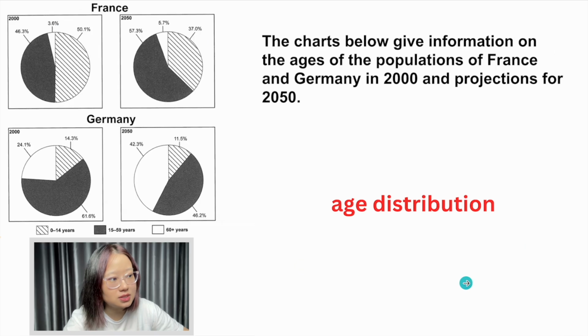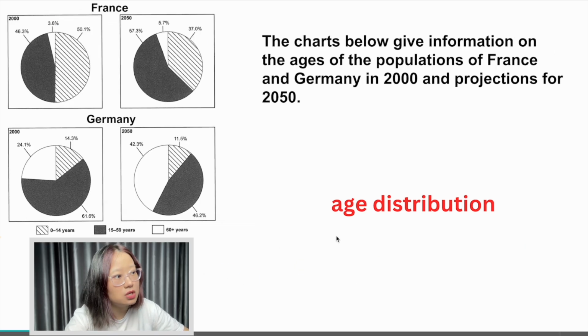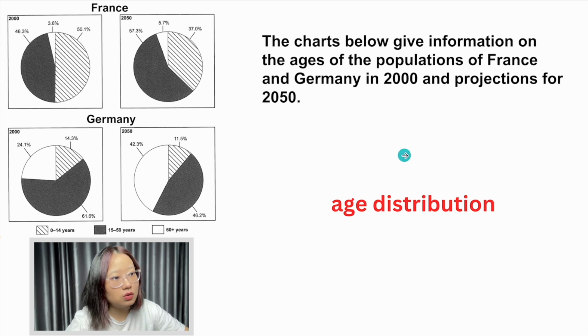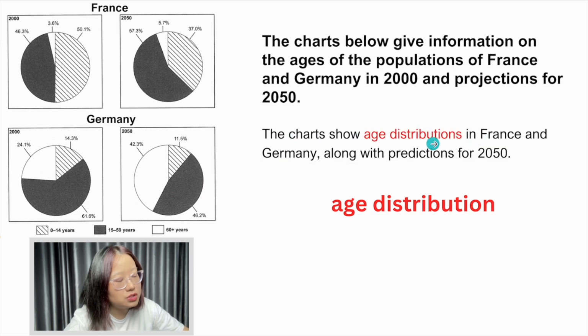Now, let me show you another example of how to use age distribution to paraphrase the chart description. So this chart gives information on the ages of the populations of France and Germany in 2000 and the projections for 2050. These charts also group populations into different age groups, right? So we can also use age distribution to paraphrase the original. The charts show age distributions in France and Germany, along with predictions for 2050. Here, the preposition in is used because the object is 2 countries, right?